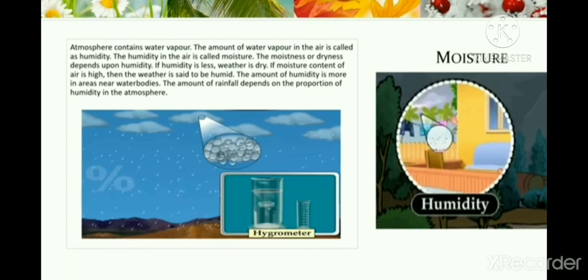The amount of humidity is more in areas near water bodies, near the sea. The amount of rainfall depends upon the proportion of humidity in the atmosphere. It depends upon how much humidity there is at a particular place or at a particular time. The humidity or moisture is measured using a device called a hygrometer, and it is measured in percentage.